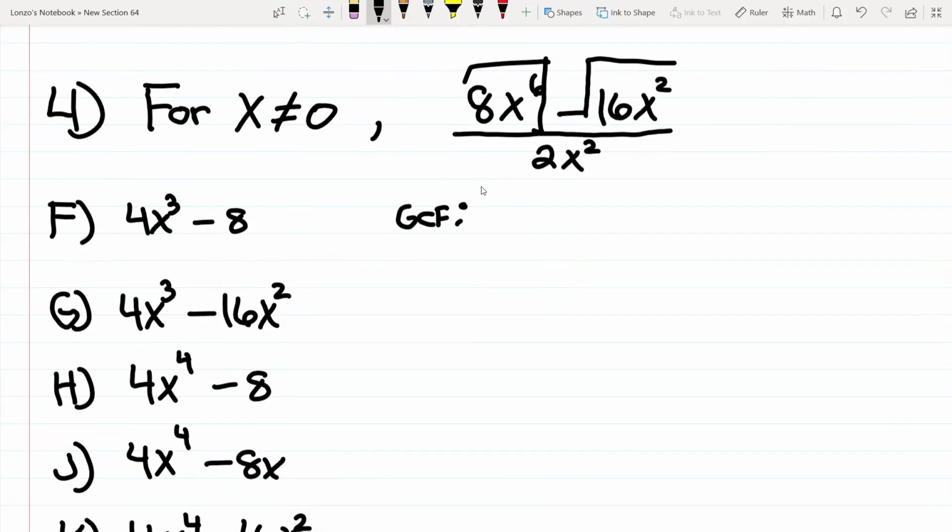So what can you do? Let's start out with the letters. We have 6 x's here and 2 x's here. What is the largest amount of x's you can take out evenly? Yes, you could take out 2 x's evenly, and that's the largest you can get. And then what about our constant? We have an 8 and a 16. What is the largest number that they're both divisible by? Yes, that's correct. 8.